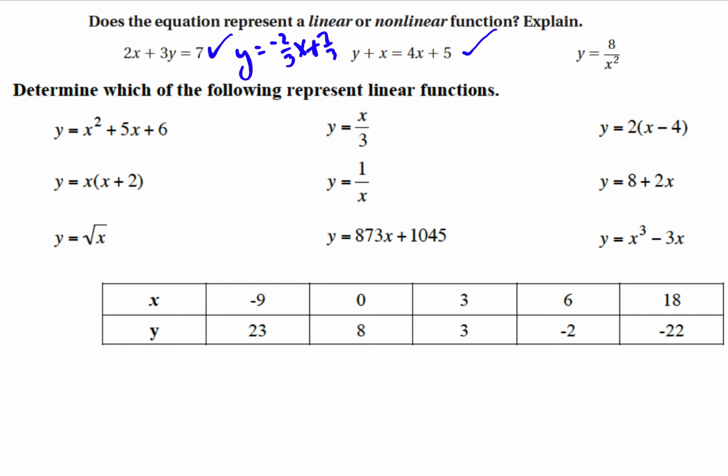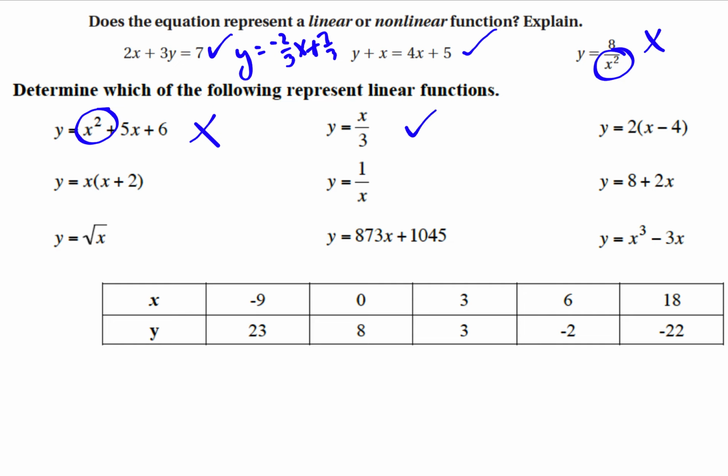So we got a slope of 3, intercept of 5. This last one is not linear because of the x squared. X is being divided, which doesn't happen in y equals mx plus b. And it's got an exponent on it. The next one down, this is not linear because of the square.